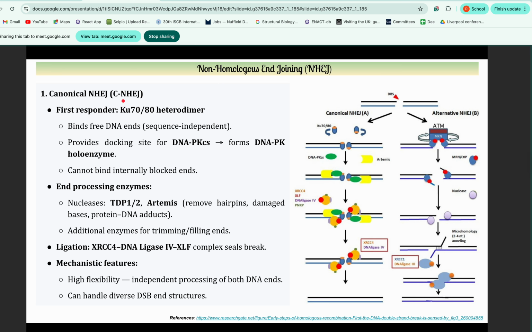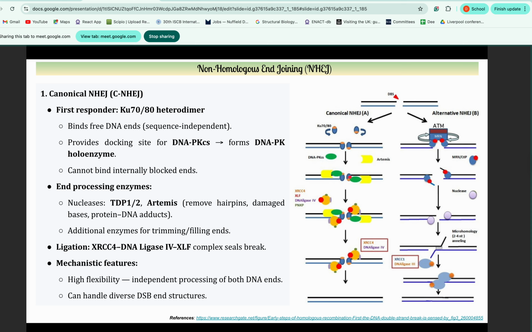So in non-homologous end joining also we have the canonical non-homologous end joining and the alternate non-homologous end joining. So canonical means the normal non-homologous end joining. So in this case, the first responder, whereas in homologous recombination the responder was the MRN complex, in the case of NHEJ the first responders are the Ku70/80 heterodimer. They will bind the free DNA ends, which is sequence independent, and they provide the docking site for DNA protein kinases, which will form the DNA-PK holoenzyme. They cannot bind internally blocked ends.